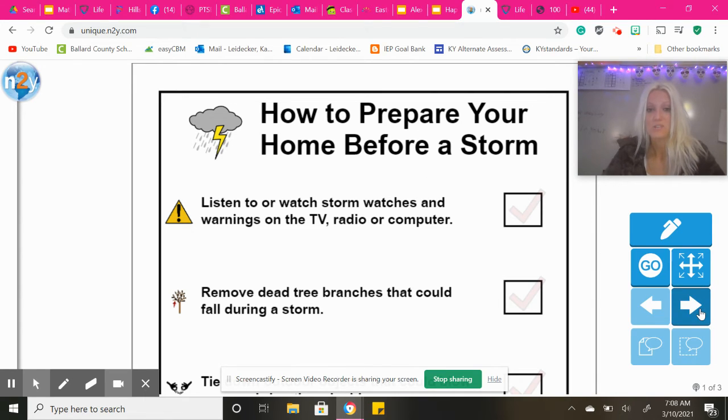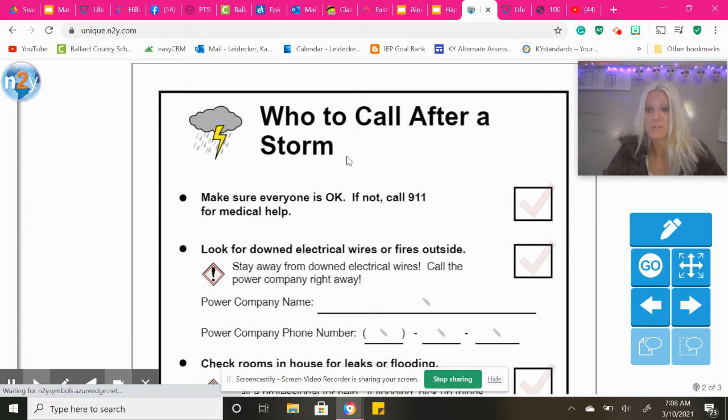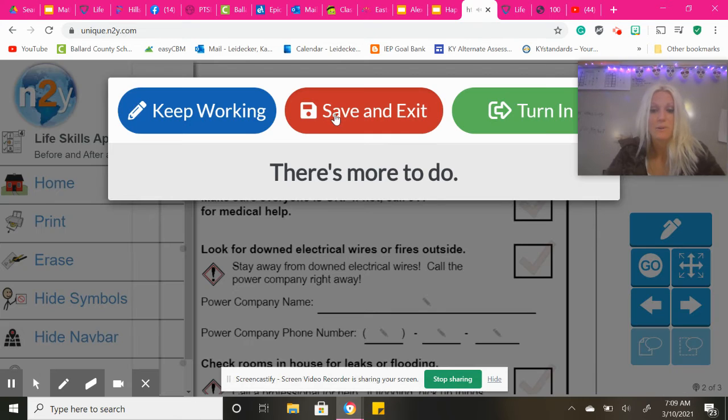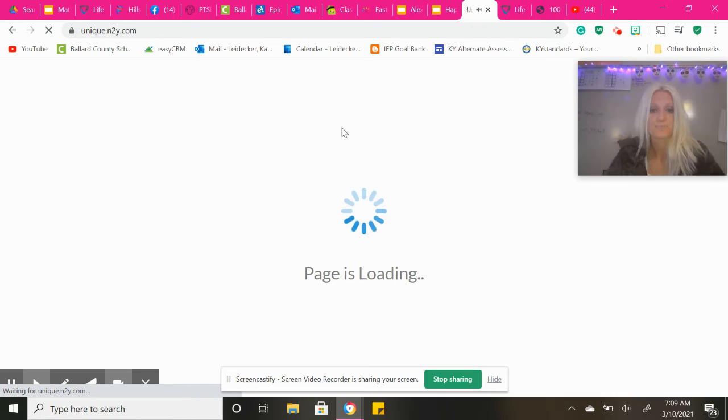how to prepare your home before a storm happens. So you will complete these things. Maybe you want to talk about with your parents there at home, who to call, and just go through those steps for how to prepare for a storm coming.